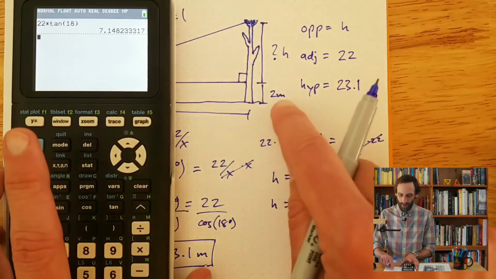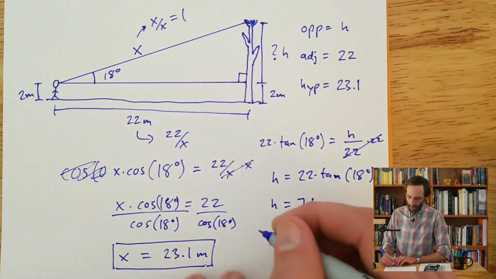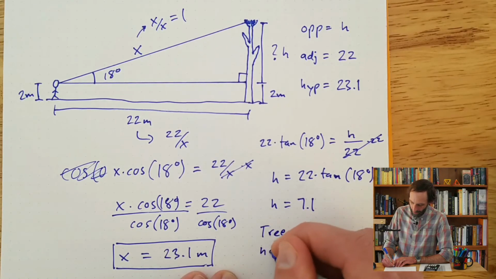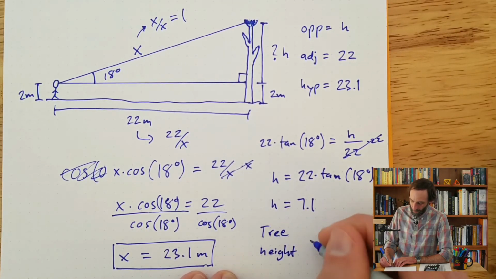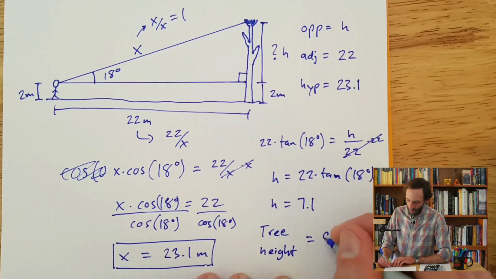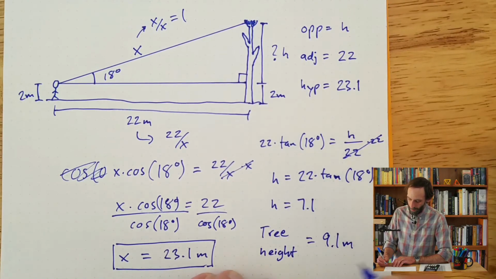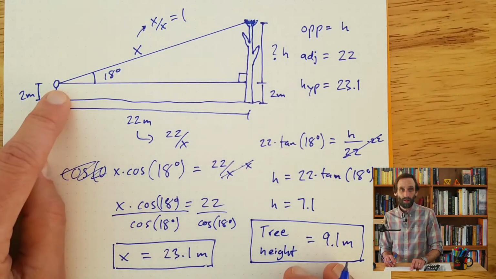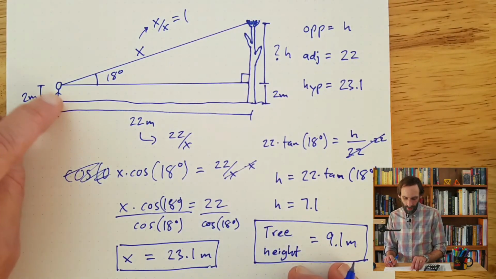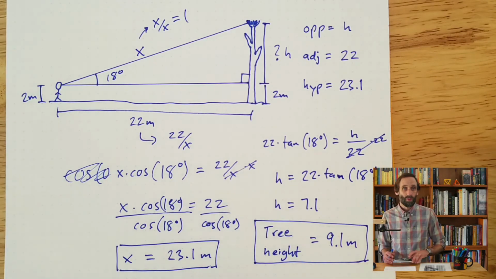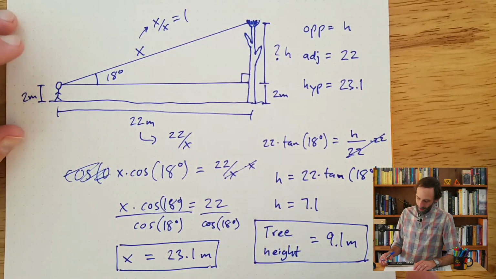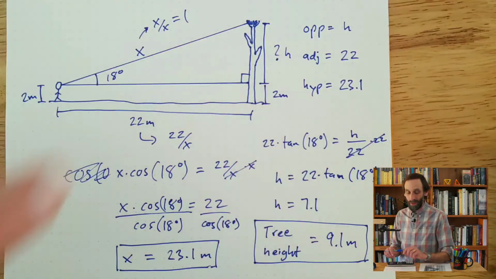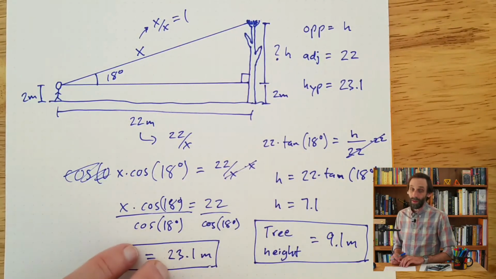Okay, in order to get the height of the tree, I need to add that extra 2 meters in. So I'll write it this way. I'll just write tree height is equal to 9.1 meters. So that's 7.1 plus the 2 meters height from the ground to the eye level of the birdwatcher. All right, so now we've solved for both the distance from the birdwatcher to the nest and also, as a bonus, the height of the tree.